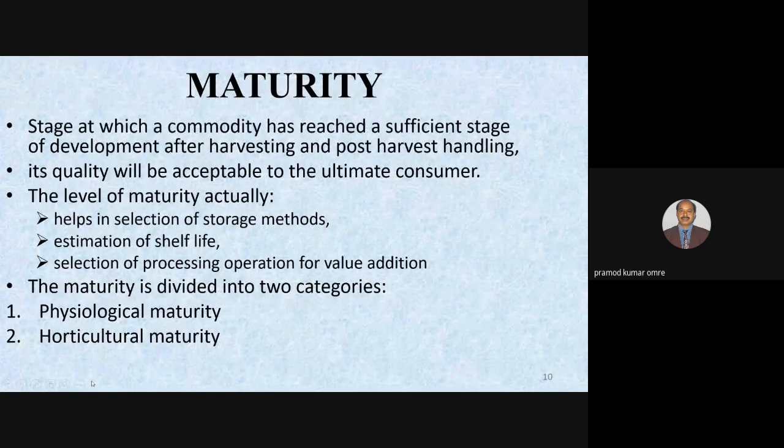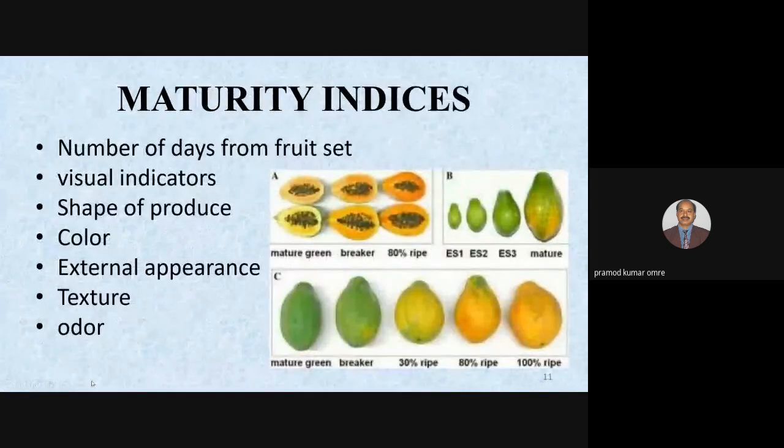Maturity level, I have already talked about this. Maturity indices are there. You see here from the picture how this maturity is fixed by seeing the different pictures.